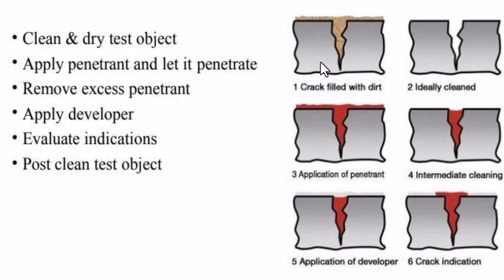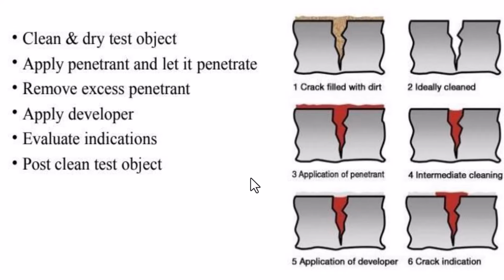Here you can see there is a crack in the material. It is filled with some dirt or grease. The first step is to clean and dry the object or component. So we ideally clean the material, then we apply the penetrant. The penetrant is applied to the surface, and if there is a crack, it will enter the crack. After some time, we remove the penetrant from the top, where we are checking the surface. So we remove it. Intermediate cleaning is done.